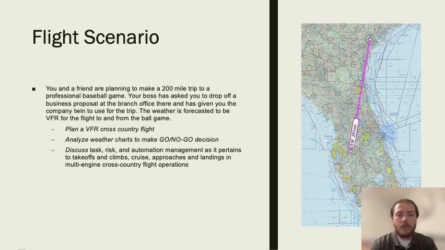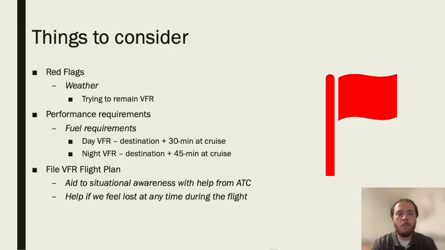And I chose Lakeland to Savannah, Georgia, which is about 250 nautical miles, so it's pretty close to the 200-mile trip. So some things that we need to consider for this trip, some red flags, are going to be the weather. We're going to be trying to remain VFR, so that's going to make our weather pre-flight planning much more important than it would if we were flying IFR. Also the performance requirements, so fuel requirements. Day VFR, we know, is going to be flying to the destination and then plus 30 minutes at cruise. Night is going to be to the destination plus 45 minutes at cruise.